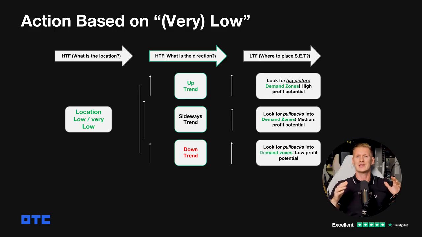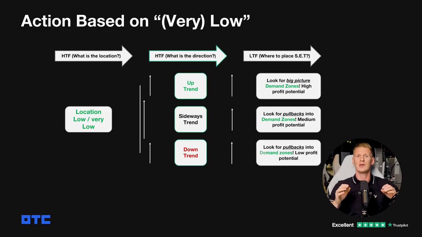Now that we have covered all three scenarios for a high location, let's review the different options we have when finding ourselves low in location. This slide outlines the actions to take when our lower time frame, LTF demand zones, are located low or very low on the chart, depending on the higher time frame, HTF trend direction.